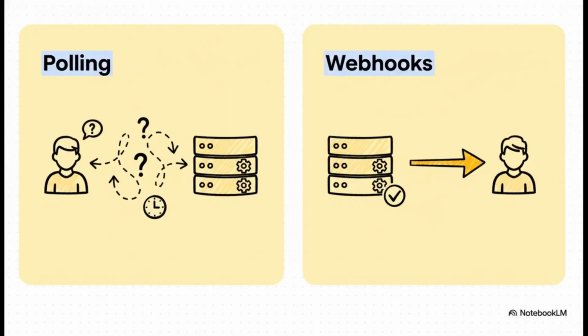Before webhooks became common, automations used this thing called polling. And you can think of it like a kid in the back of the car asking, are we there yet? Are we there yet? Every 5 minutes? I mean, it works, but it's inefficient and there's always a delay. Webhooks are the upgrade. It's like just getting a text message that says, I'm outside the moment you've arrived. It's instant, it's efficient, and it's what makes all these modern real-time workflows actually possible.